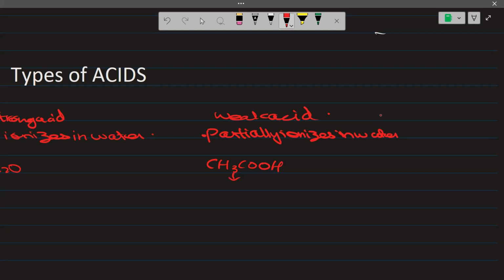Okay, so what happens in aqueous solution? One H is broken off. H is removed and CH3COO is left. So in this, the hydrogen is still left in the acid. Okay, so it means that it has partially ionized. This is how a weak acid can be defined.